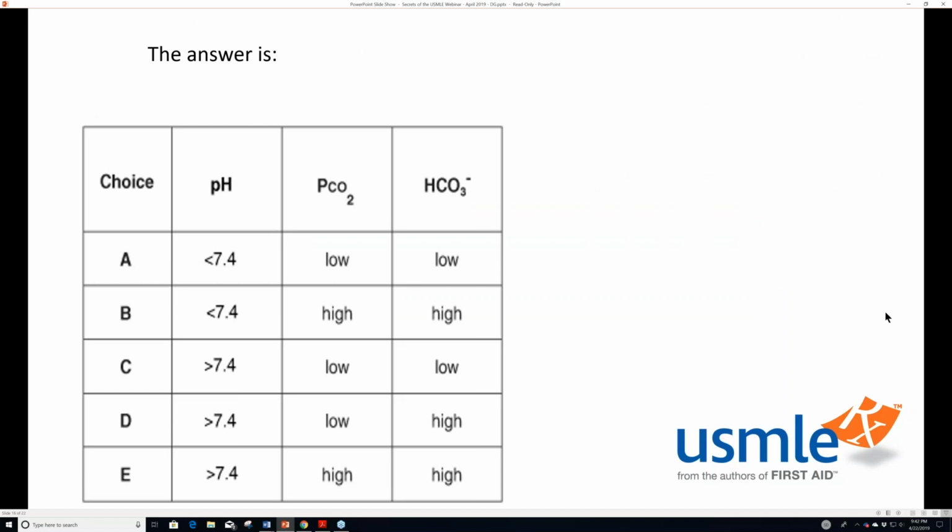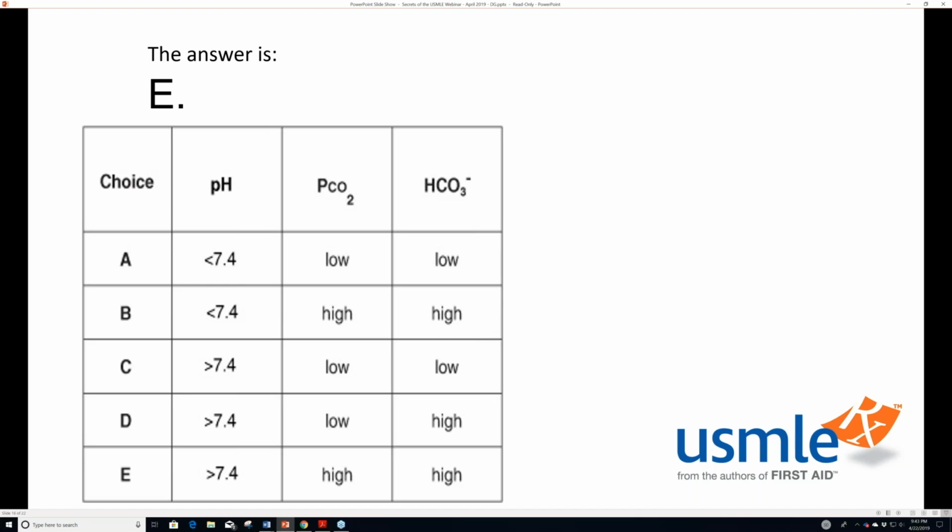So the answer is E, high pH, high PCO2, and high bicarb. All right, so good job, good job. So the answer here is E. And so what exactly is E showing? Well, once again, the pH is elevated or greater than 7.4, which is alkalotic. And we also see the high PCO2 as well as a high bicarb.